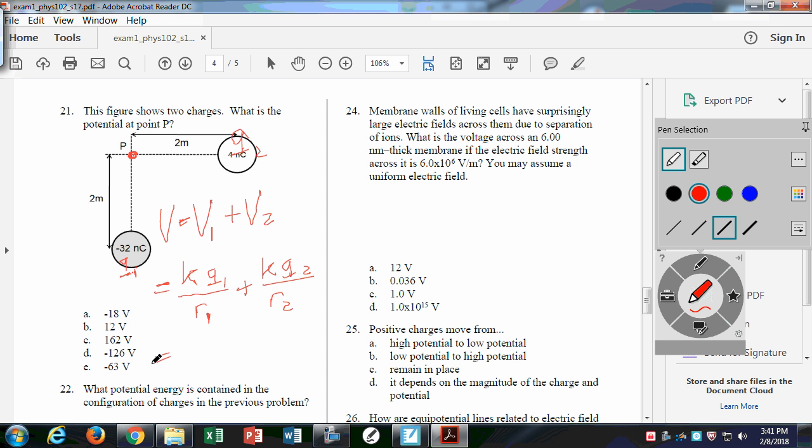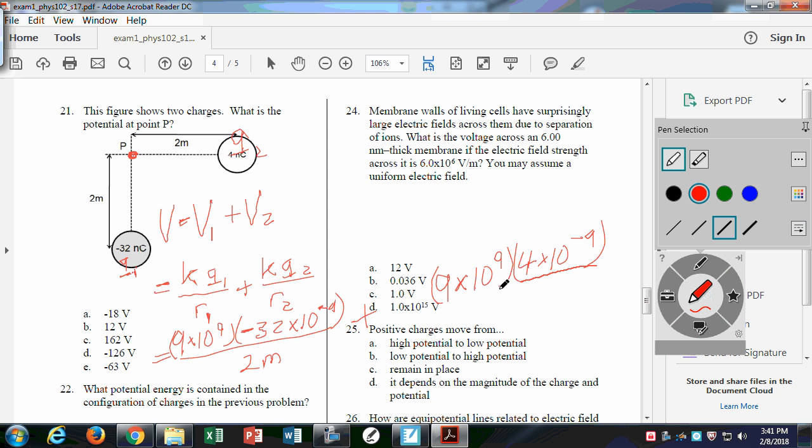So that's 9 times 10 to the 9th, negative 32 times 10 to the minus 9, divided by R, 2 meters, plus 9 times 10 to the 9th, Q is 4 times 10 to the minus 9, divided by the distance, which is 2 meters.